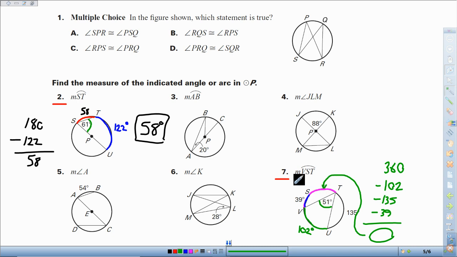That's not what they're asking for though, right? You'll then need to add together those two to get the entire arc. But I'm gonna let you do some of that work.